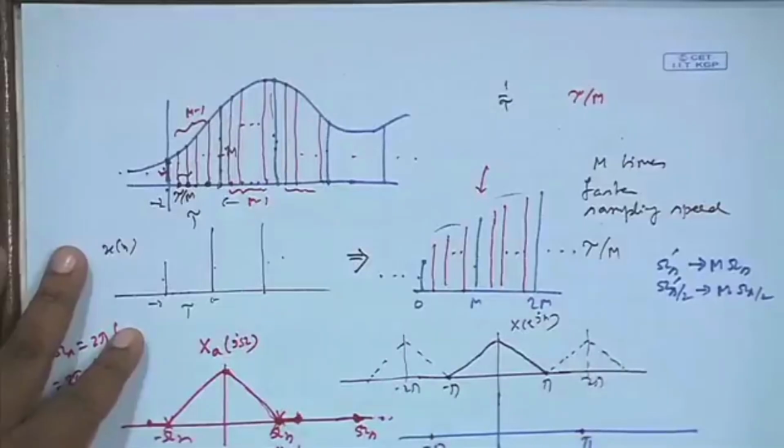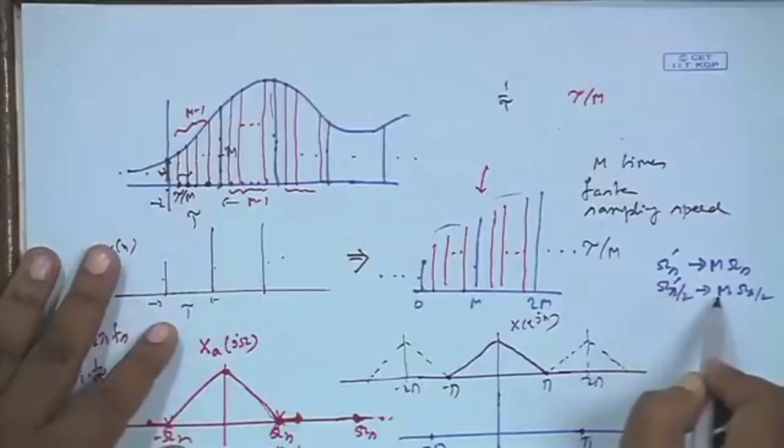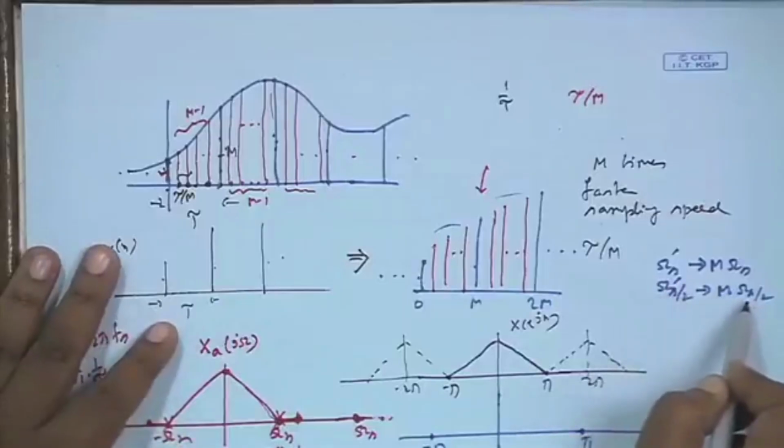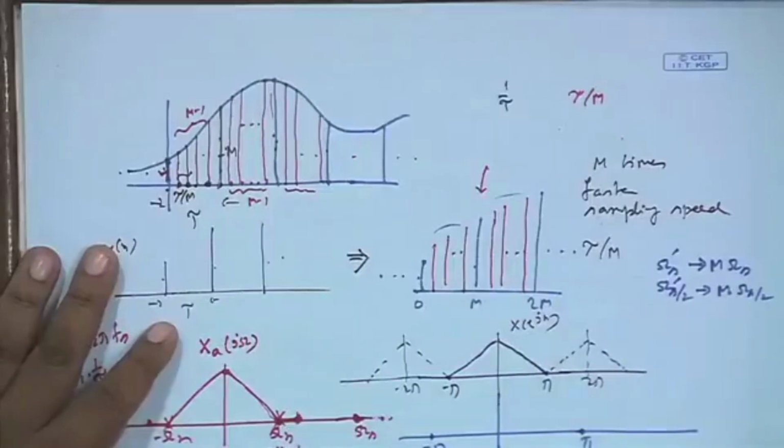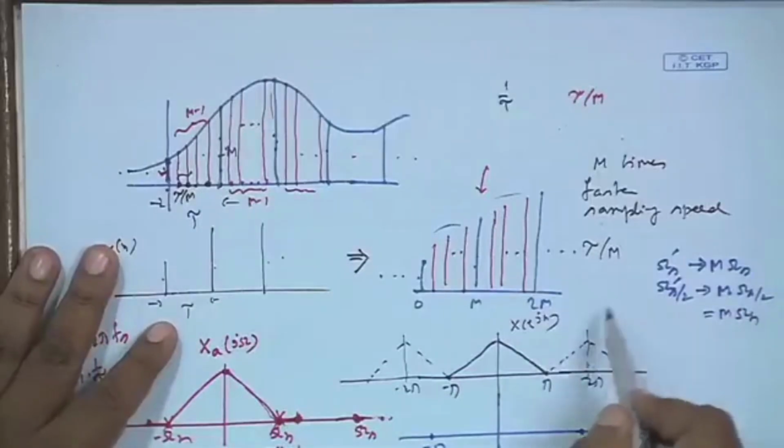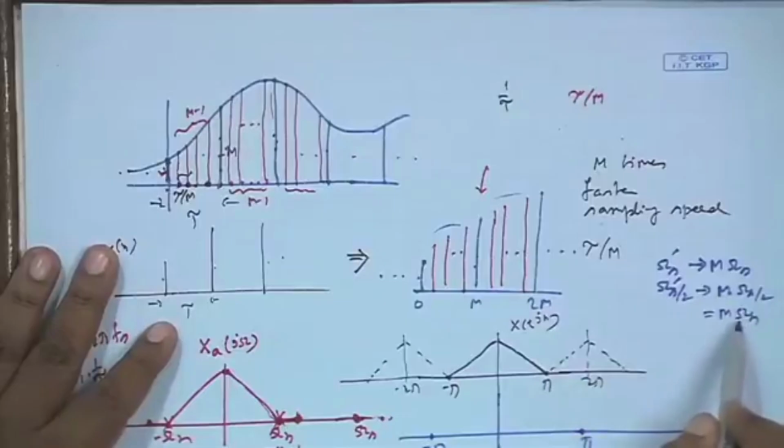and this will go to minus pi. Okay. But this is now m times omega s by 2, and original omega s by 2 was same as omega h. So, this is equivalent to m times omega h. Okay. So, if this maps to pi, omega h will map to pi by m.